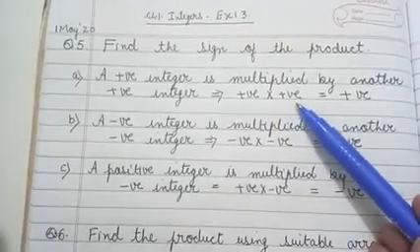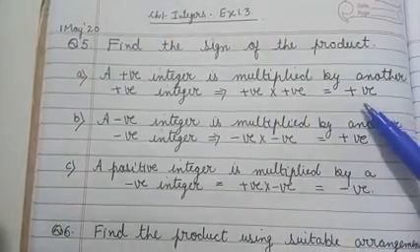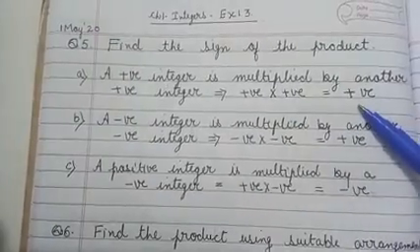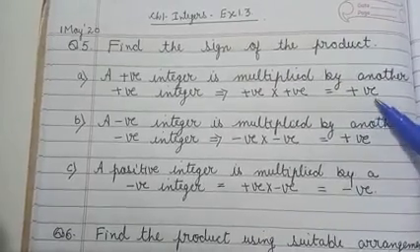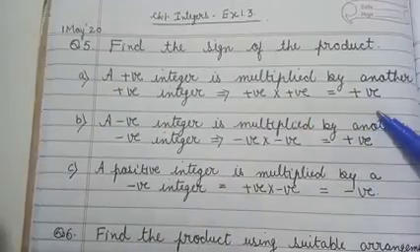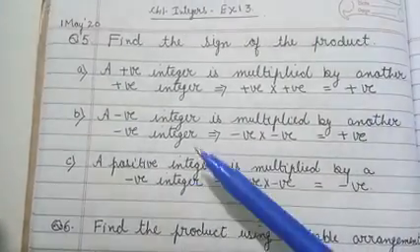When both are positive, the product is always positive. Same sign, positive product. Keep the rule in mind always. Remember the rule: same sign, positive product. Now look at the second.